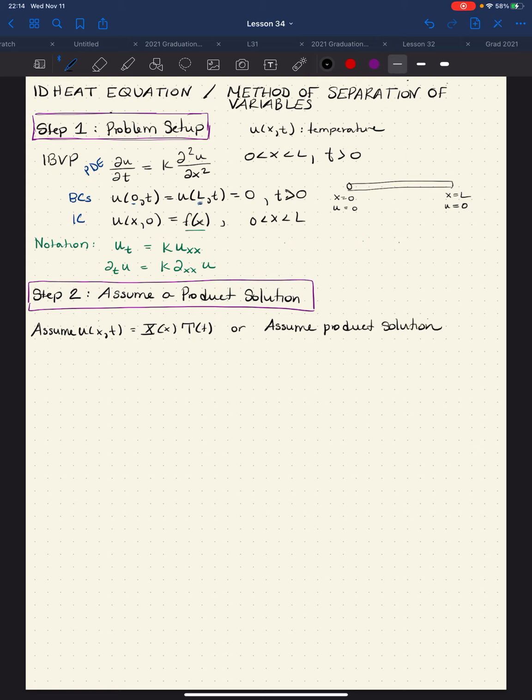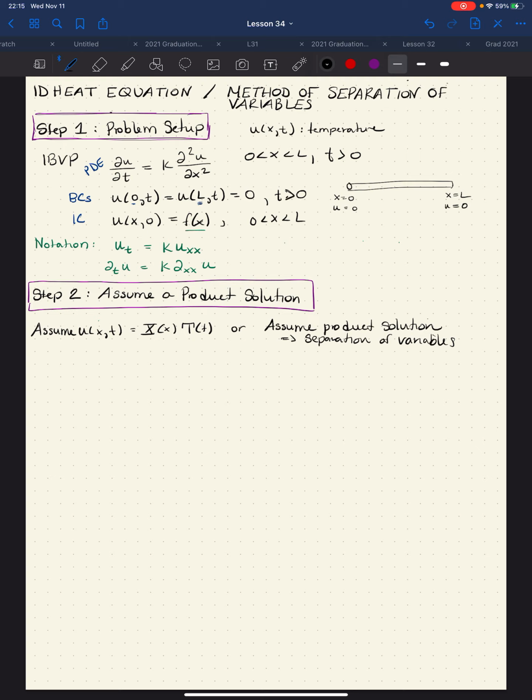And what this product solution allows us to do is use the method of separation of variables. So assuming this product solution justifies our use of this method. It's important to me that you write this down, just so you know that you are really truly making an assumption. Turns out the assumption is going to work, but you really are making an assumption.